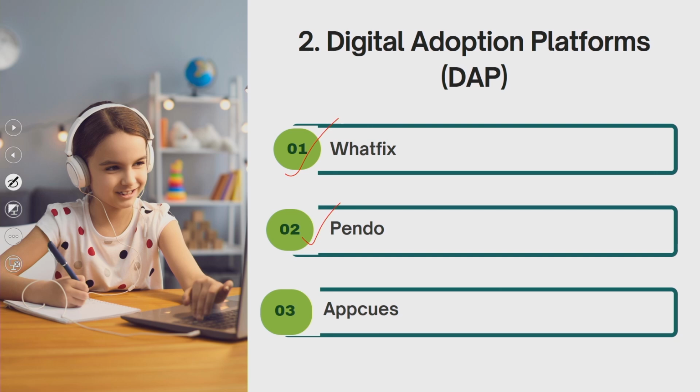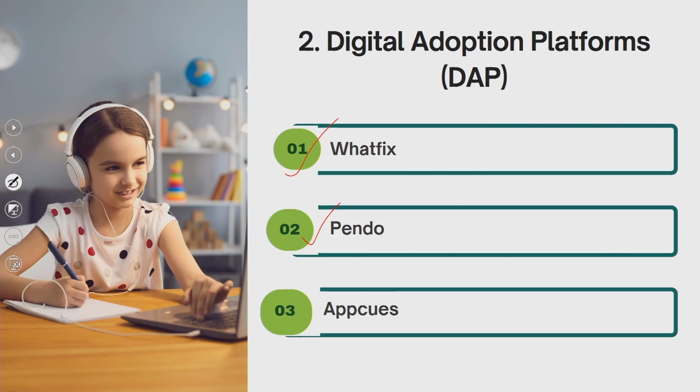Pendo is a product experience platform designed to help businesses understand user behavior and enhance software adoption. It offers in-depth analytics to track feature usage and user engagement, enabling data-driven product decisions. Pendo's in-app messaging and guides facilitate user onboarding and feature adoption without requiring engineering resources. If you ask me, Pendo also provides tools for collecting user feedback, and it aids in continuous product improvement.